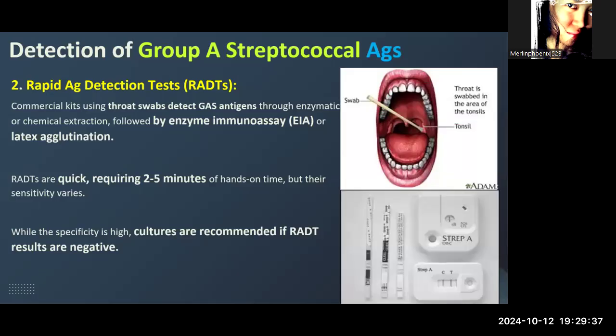Another method of detection is the rapid antigen detection test, or RADT. Commercial kits use throat swabs to detect GAS antigens via enzymatic or chemical extraction followed by EIA, or enzyme immunoassay, or latex agglutination. RADTs are quick, needing only 2 to 5 minutes of hands-on time, but their sensitivity can vary. While they have high specificity, cultures are recommended for negative RADT results only.